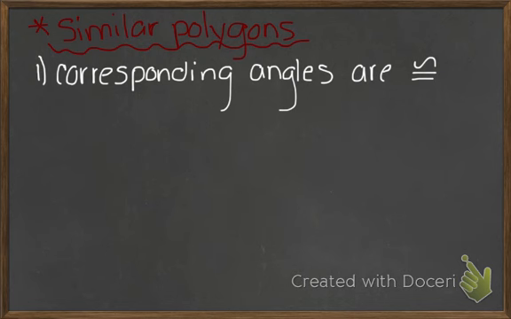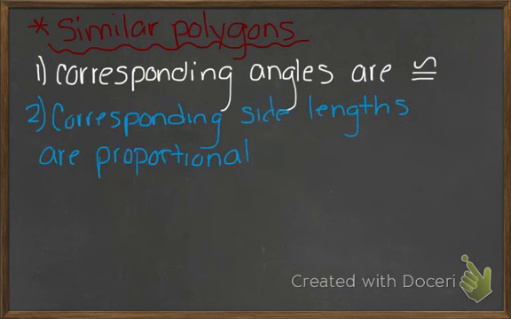There are two parts to our definition. The first one is going to say that all of the corresponding angles are congruent. So that's going to be very similar to our congruent triangles. In congruent figures, we're going to still look at our corresponding angles and corresponding parts, but our angles are going to be congruent. And then the second part is going to be that all of our corresponding side lengths are going to be proportional. They're not going to be the same, but they are going to be proportional. So our shape is going to stay the same, but our size is going to change.